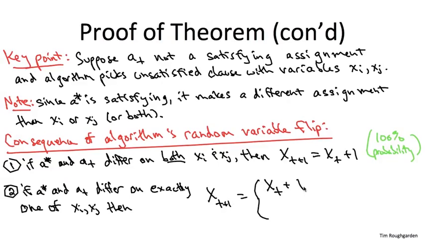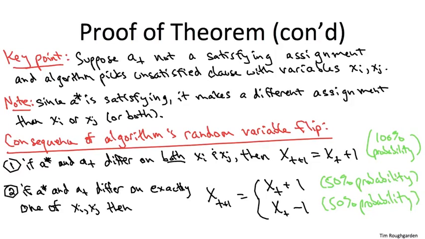In the unlucky case, we wind up flipping the variable on which we agreed already with the reference assignment a star. Then once we flip it, we're going to disagree on yet another variable with the reference assignment a star. So in that case, x sub t plus 1 is actually going to be one less than x sub t.